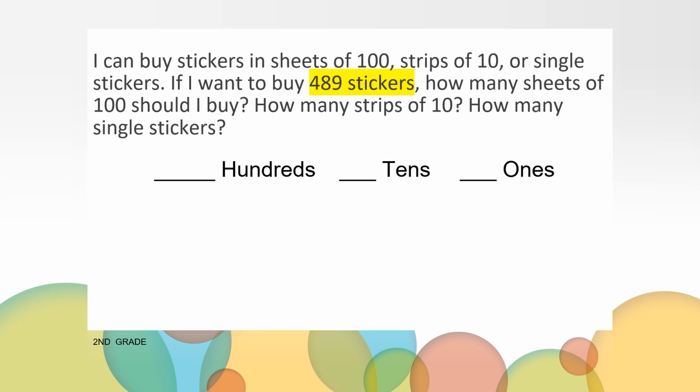You might want to draw this on your paper. In the number 489, there are 4 hundreds, there are 8 tens, and there are 9 ones.